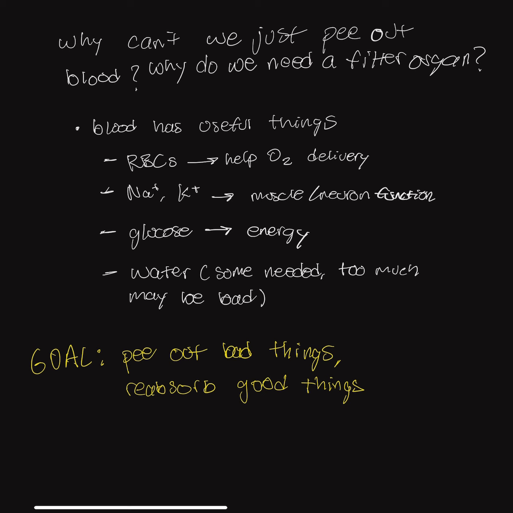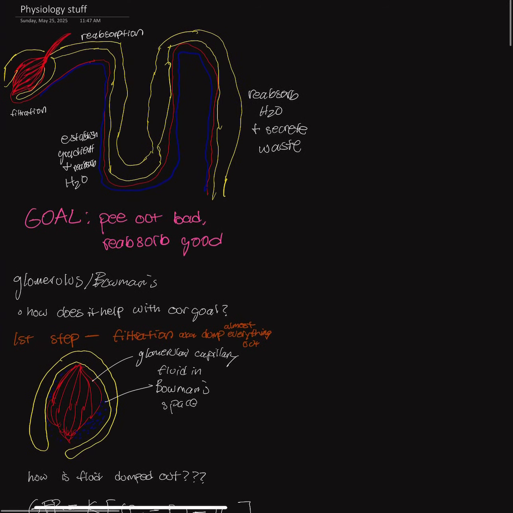So the main goal, to simplify it really easy, is going to be pee out the bad things and reabsorb the good things, because we want to make sure this is as efficient as possible. And over time, the human body and biological systems have evolved such that the excretory system and the renal system, the kidney, work as efficiently as possible to get rid of things that are pretty much useless to the human body and reabsorb things that are really important to the human body. So let's take a look at some of the physiology and get down to that in more detail.